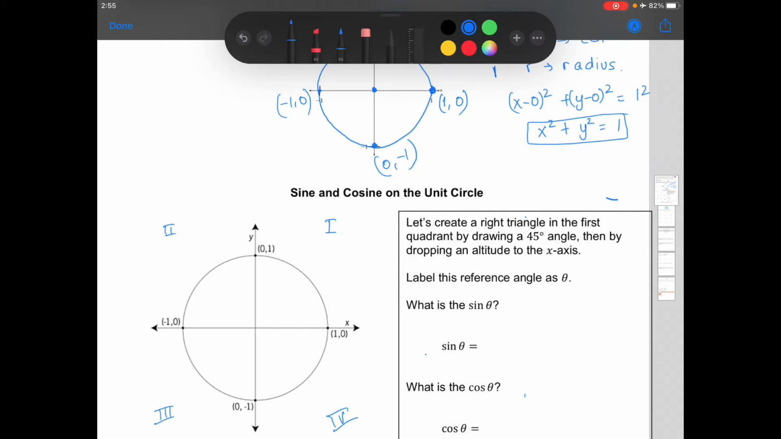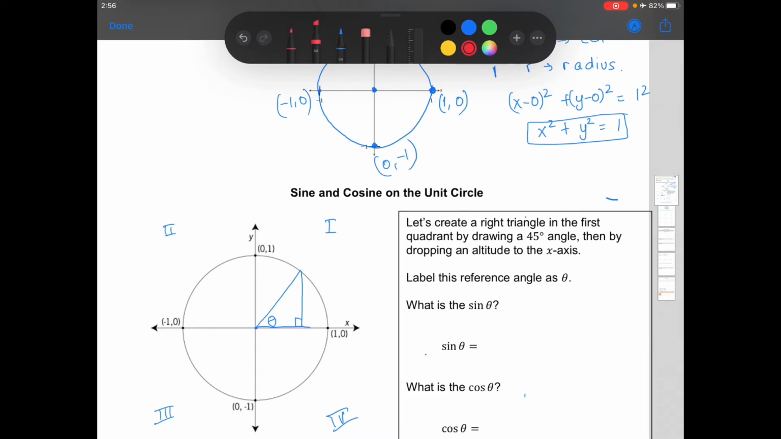And it's asking us to draw a 45-degree angle, then drop an altitude to the x-axis. So this is what it's asking. Always remember, my initial ray is always glued to the x-axis, and then my terminal ray. So if that looks like a 45-degree angle, and I'm going to drop an altitude, right, and that's 90 degrees. And it says label the reference angle. That's your reference angle, theta, right?